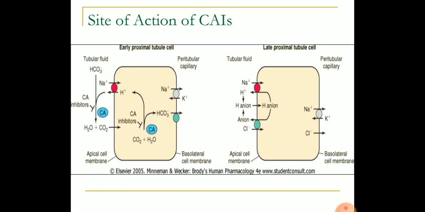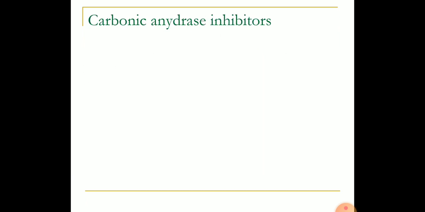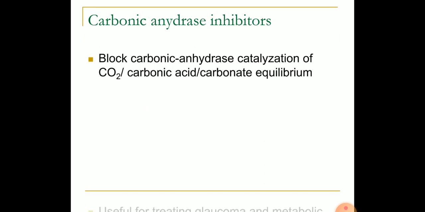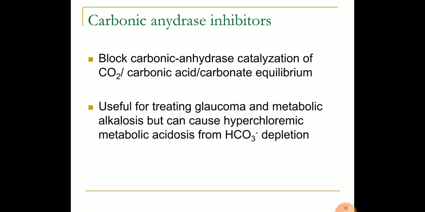So, what is the significance of this? The significance is, in case of metabolic alkalosis, you can prescribe a drug like a carbonic anhydrase inhibitor. The drugs are acetazolamide and dorzolamide. You have heard these names in relation to glaucoma. So, they are blocking this catalyzation to carbon dioxide. They are useful for treating glaucoma and metabolic alkalosis, as I mentioned before, and they can cause hyperchloremic metabolic acidosis from bicarbonate depletion.